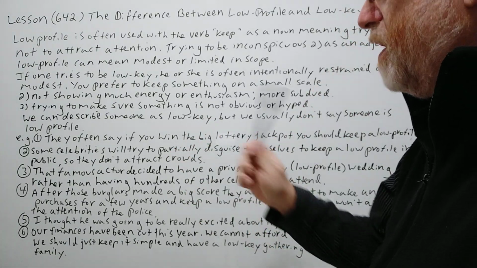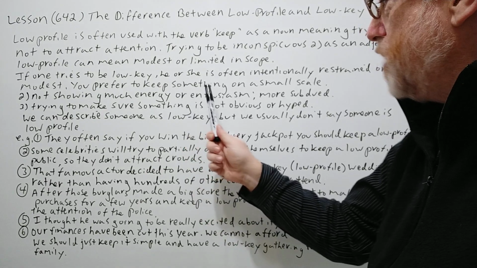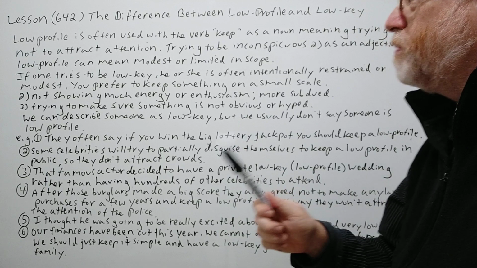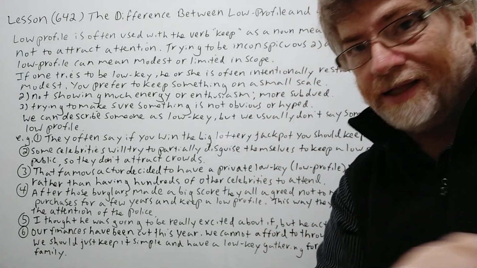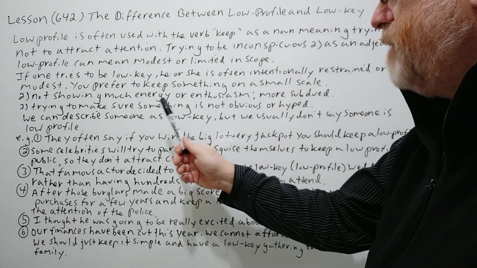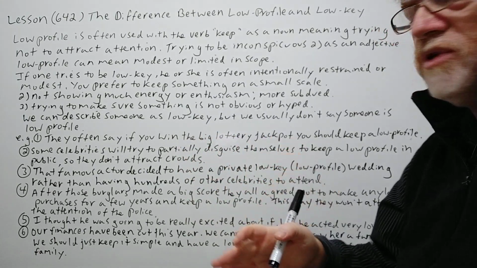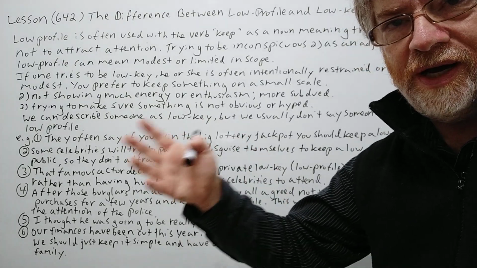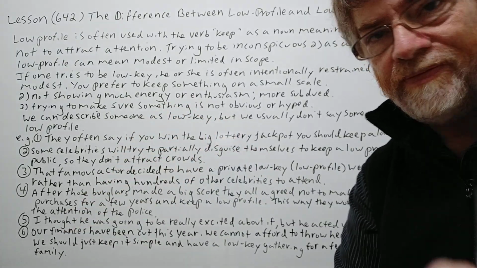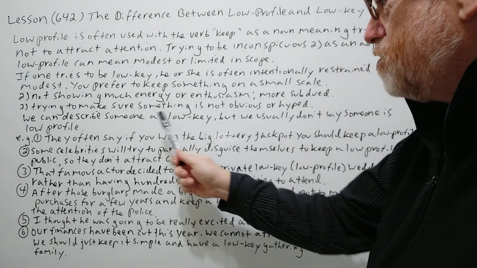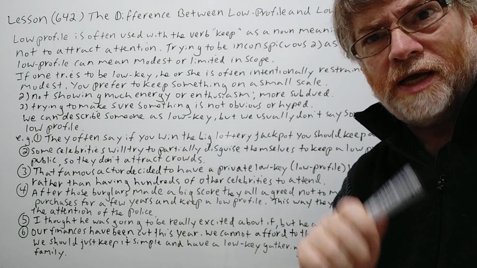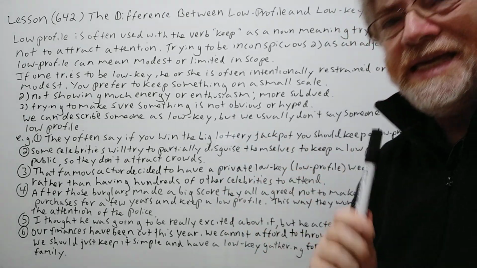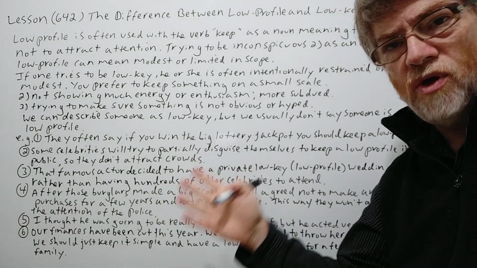Let's continue. We have a second meaning, of course, for low key: not showing much energy or enthusiasm, or more subdued. In regard to energy or enthusiasm, we'll probably always be using low key, not low profile. Trying to make sure something is not obvious or hyped. Here's where there could be more crossover again, because that's also connected to the idea of trying not to attract too much attention. We can describe someone as low key. Especially with the verb to be, we could say somebody is low key, but we usually don't say somebody is low profile. That actually sounds awkward.